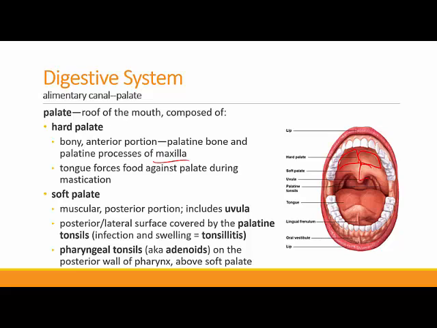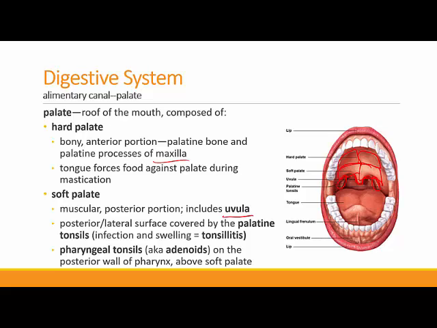Back at the posterior side, and you can check this with your own tongue again, is the soft palate. It's muscular, and it includes this dangly thing at the back of the throat called the uvula. It's covered on the posterior and lateral surfaces by the palatine tonsils. So the palatine tonsils are found here. These are the ones that swell up really large when we have tonsillitis.